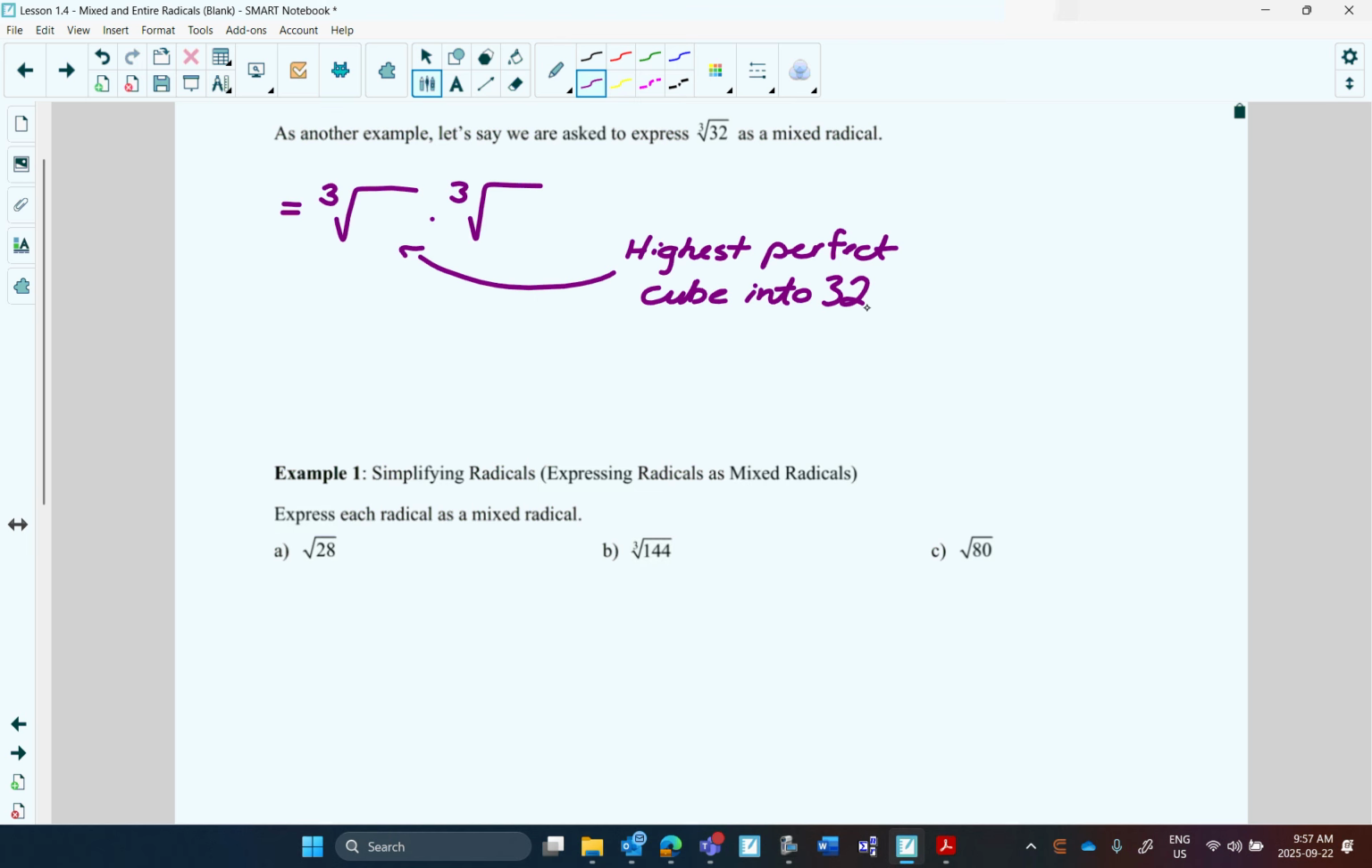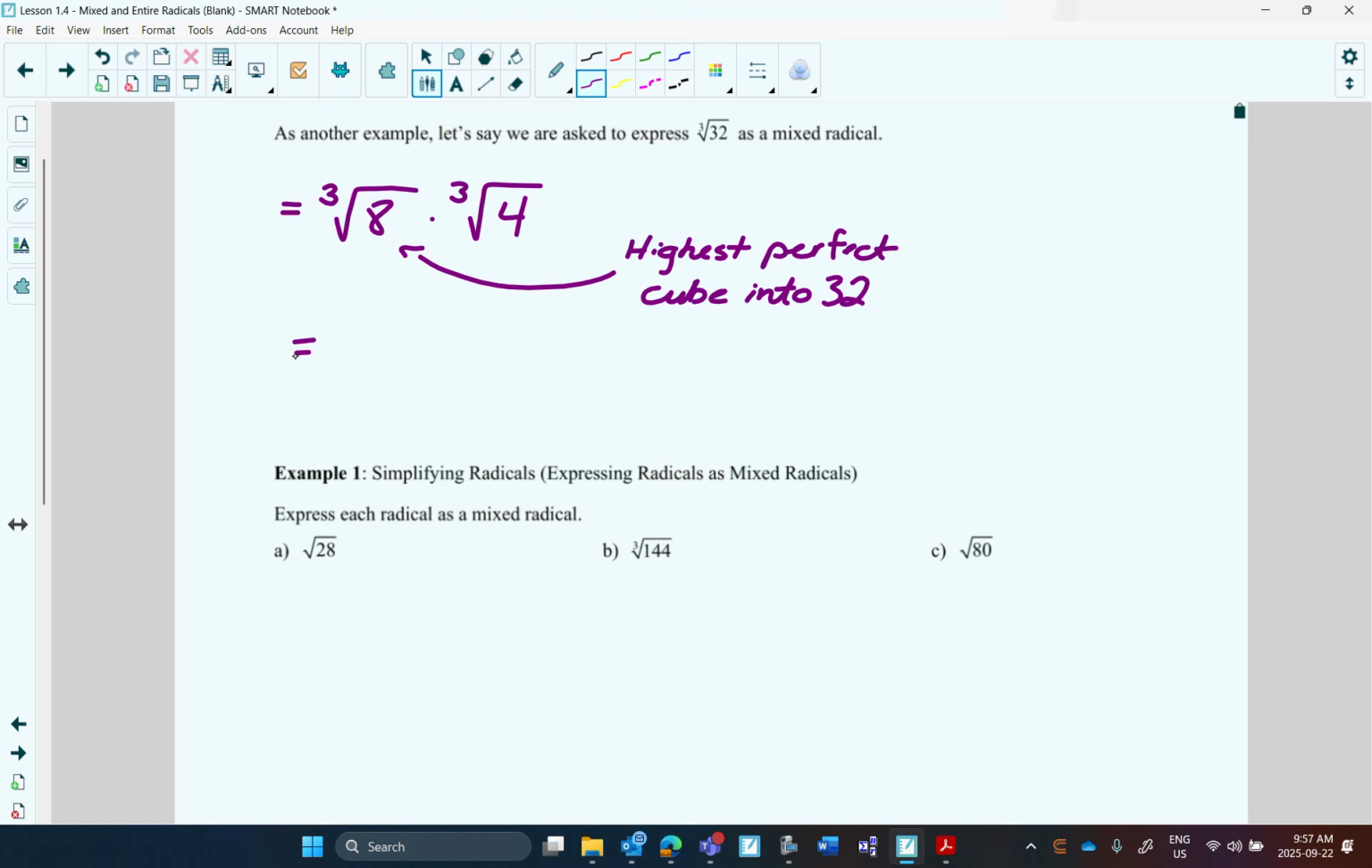Look at that list. Perfect cubes. 8. No, 8, because 4 is not a perfect cube. Oh, sorry, 8 times 4, yes. You're right. If this is 8, this has to be 4 because 8 times 4 is 32. Why did we do that? Because you can do this.